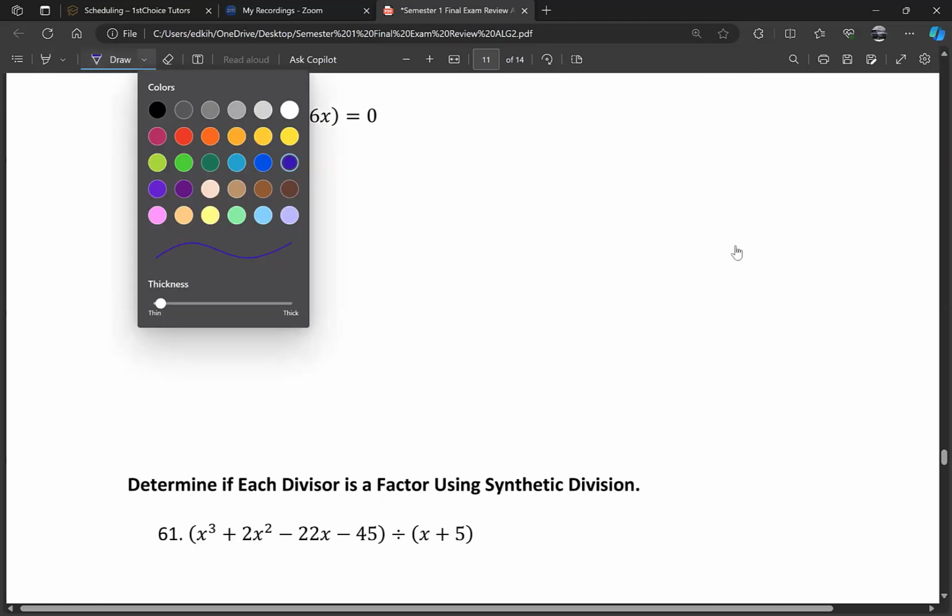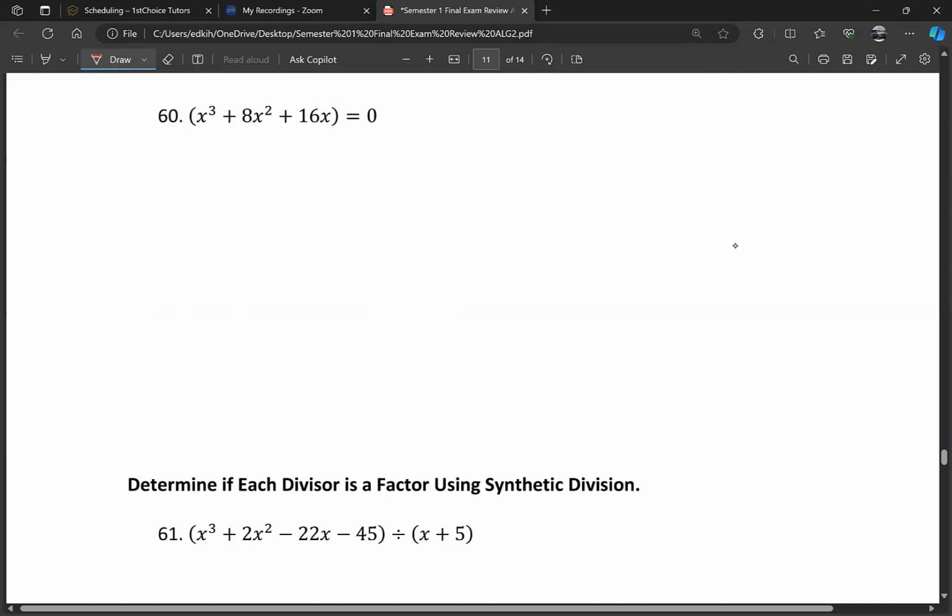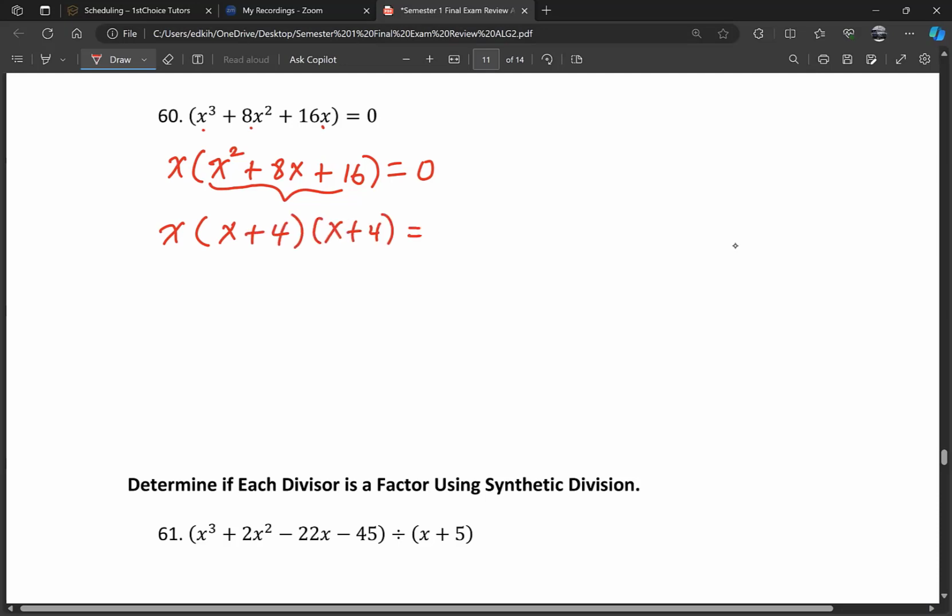Okay, question 60, very similar to the previous question. Do we have a greatest common factor? The answer is yes. x in common leaves us with x squared plus 8x plus 16 equals 0. So this part is factorable. Again, use the x method. At this point, I'm just going to keep going. It's x plus 4 and x plus 4, because you guys know how to do the x method now.